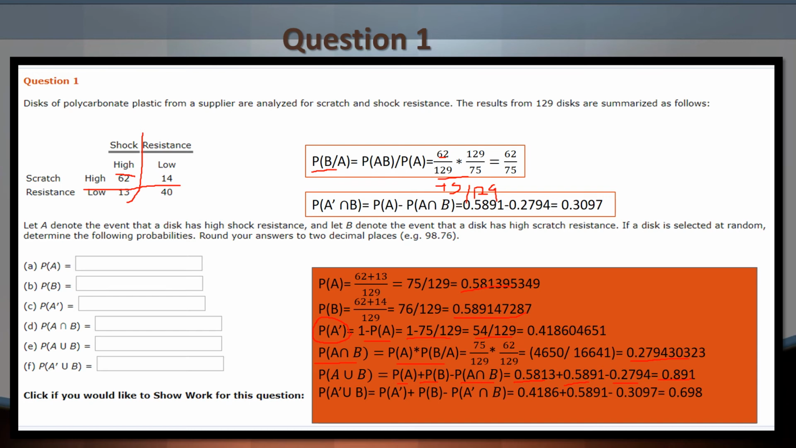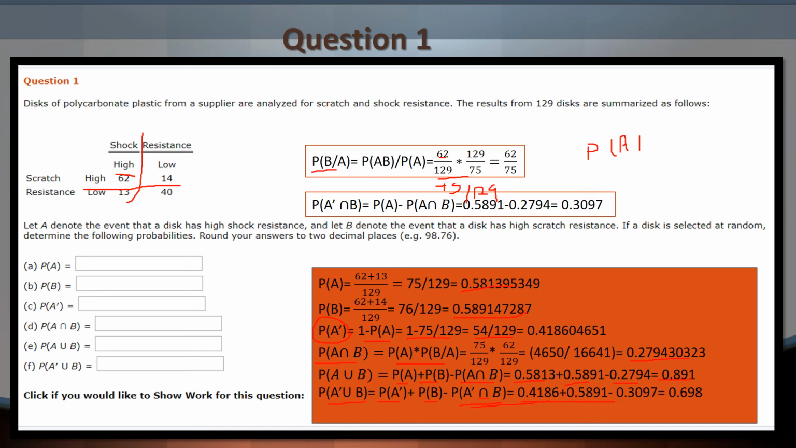Now let's calculate P of A dash union B. Applying the same formula, P of A dash plus P of B minus P of A dash intersection B. P of A dash we have already calculated, so this is our value, and P of B we already know. Now we need to find P of A dash intersection B. This means A does not happen but B happens. You see intersection, so "and".